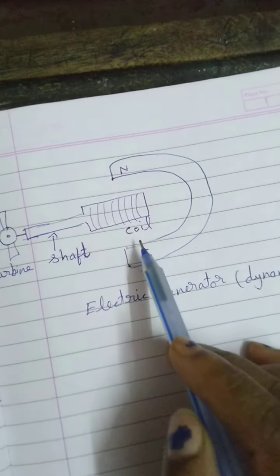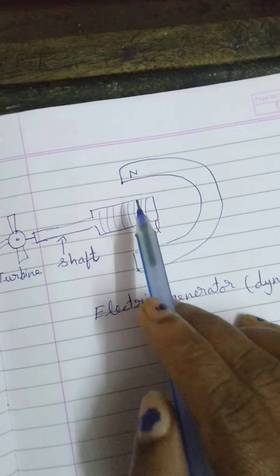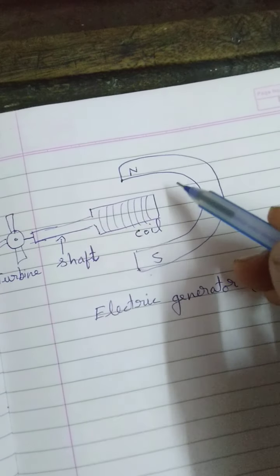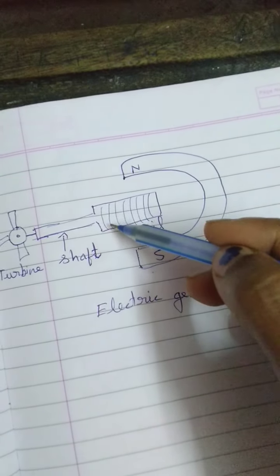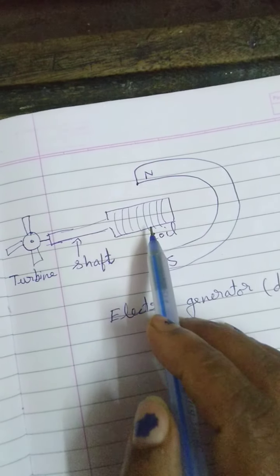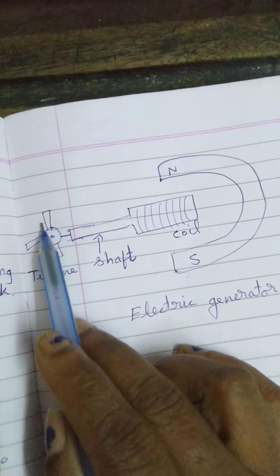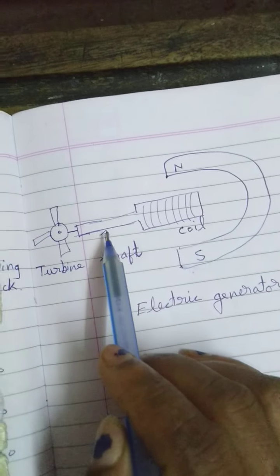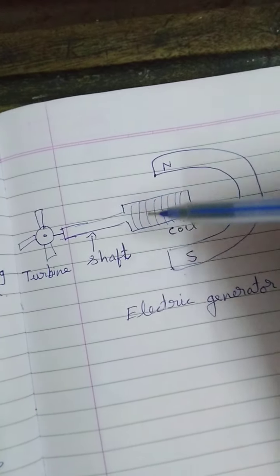This is a horseshoe magnet having north and south poles, and between the north and south pole one coil is kept. It is a rectangular metallic thing on which the copper wire is wound. This is the copper wire. Then this coil is connected to the shaft, which is connected to the turbine. When the turbine rotates, the shaft also rotates. If the shaft is rotating, the coil is going to rotate round and round.